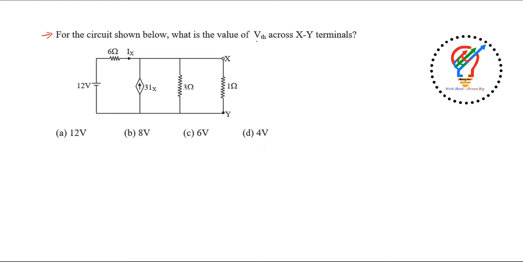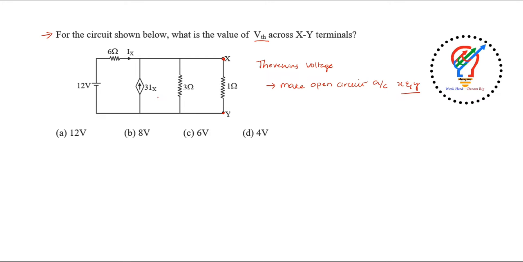First of all, the given question is to find the VTH. So what is VTH? VTH is nothing but Thevenin's voltage. We need to calculate the Thevenin's voltage. Here we need to find the Thevenin's voltage, right? So what we'll do is, the first step is to make an open circuit across the X and Y terminals. Okay, so these are the X and Y terminals. You need to open circuit it.